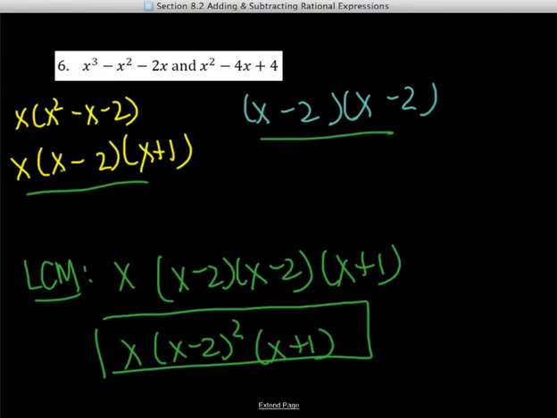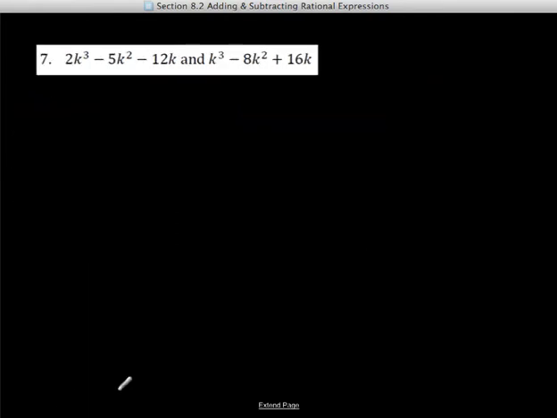Okay. Example 7 is maybe a little bit trickier because we have an a value that's greater than 1, because we have this 2 out in front here. So let's go ahead and look at 7. There's a k to the third, a k squared, and a k, so I can factor out a k. So I would have k times 2k squared minus 5k minus 12. Okay, now I need to factor this piece.